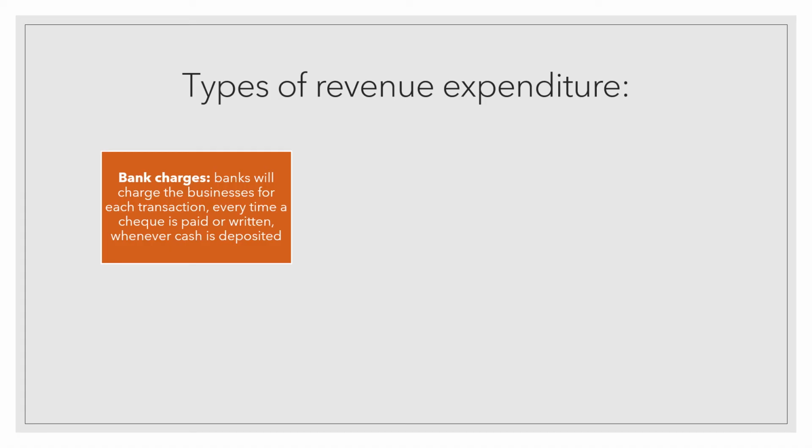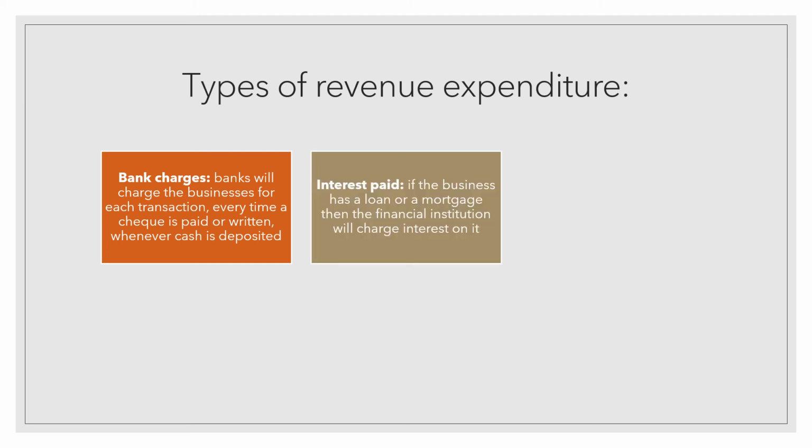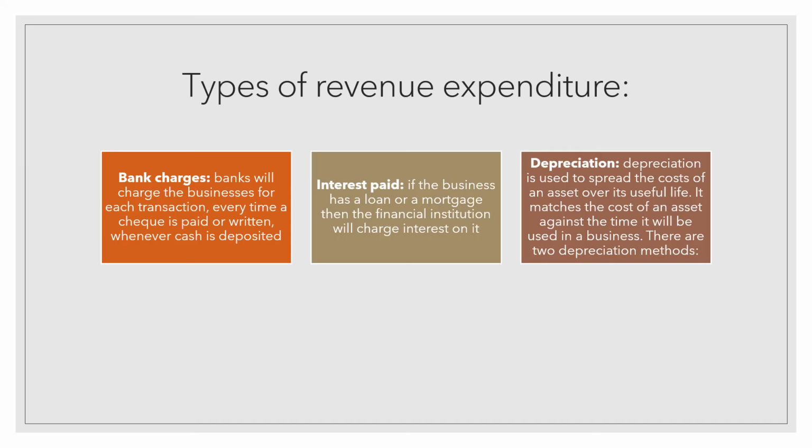Then there's bank charges. Banks will charge the business for each transaction that they make. So every time they write a check, whether it's paid or just written, and whenever cash is deposited into the bank. Interest paid. If the business has a loan or a mortgage, then the financial institution will charge interest on that. There's depreciation. Depreciation is used to spread the cost of an asset over its useful life. So it matches the cost of an asset against the time it will be used in a business.